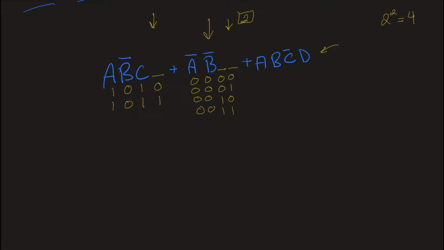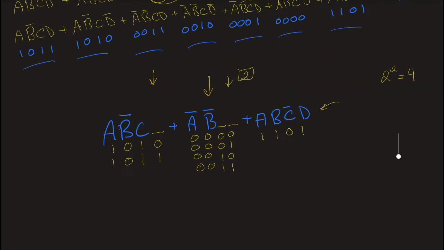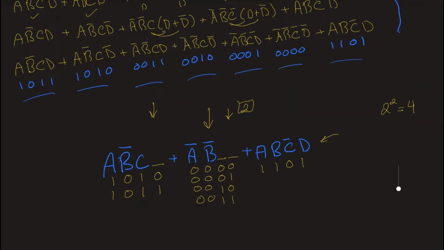For this one, nothing's missing. A has to be 1, B has to be 1, C has to be 0, and D has to be 1. And that's it. If you notice, if I compare it to up here, so we had 1011, which we have right here, 1010, which we have right here, so those 2 are done, 0011, which is this one, 0010, which is this one, 0001, which is this one, all 4 zeros, which is this one, and 1101, which is this one. So you notice you get to the exact same answer if you do my shortcut method.